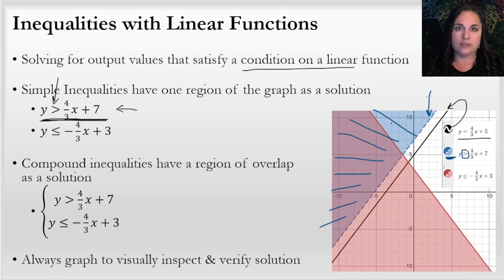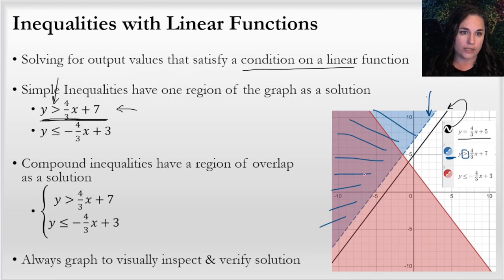If it was less than the line, we would shade under the line. But because it's greater than the line, we're going to shade over the line. So that's how we represent that inequality on a graph with a line. Okay. The other one down here is another line.